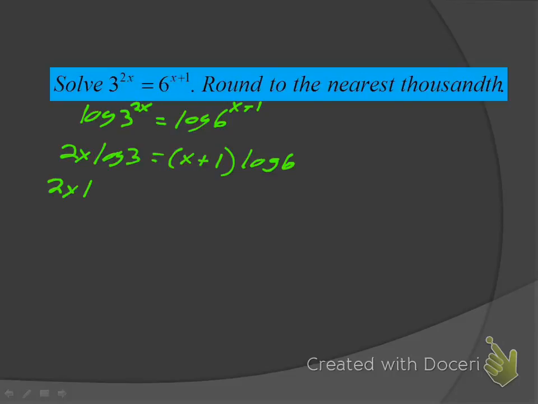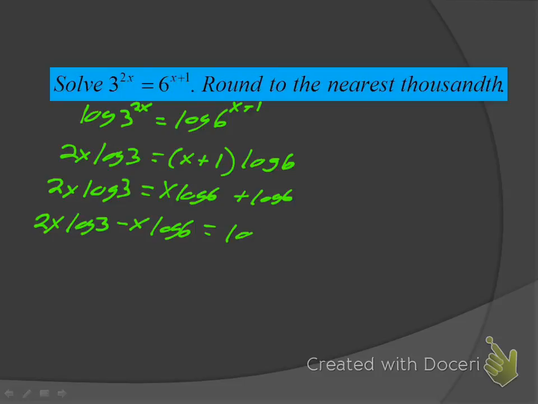So 2x log of 3 equals x log of 6 plus log of 6. Subtract the x term over, so 2x log of 3 minus x log of 6 equals log of 6. Factor out the x term, so x parentheses 2 log 3 minus log 6 equals log 6, and then divide.